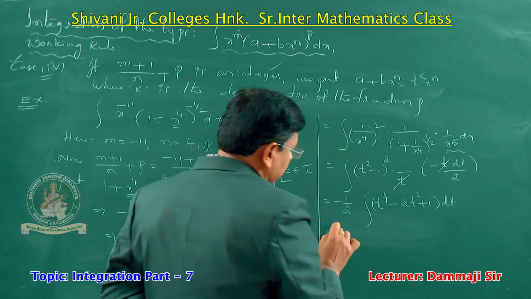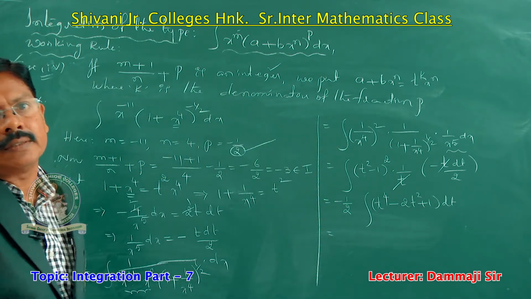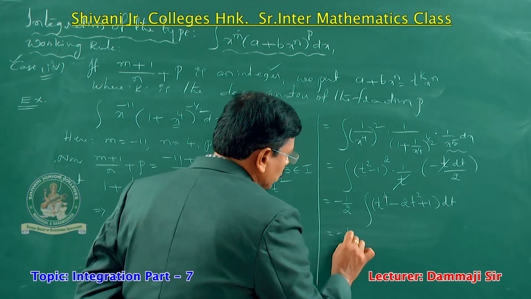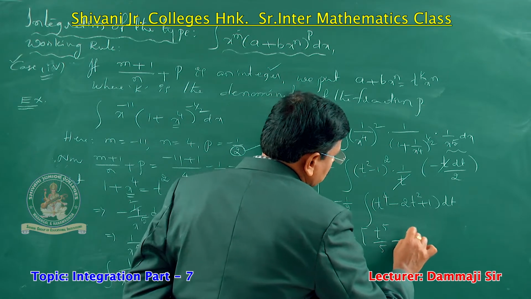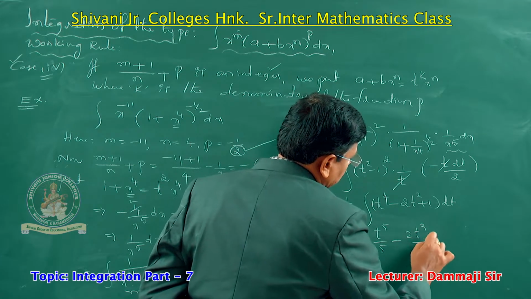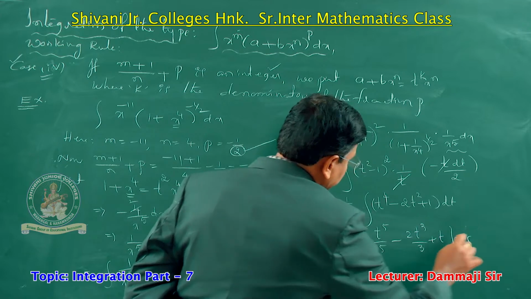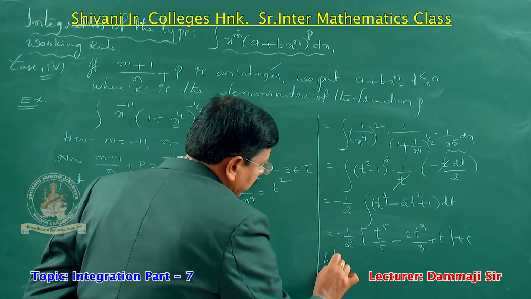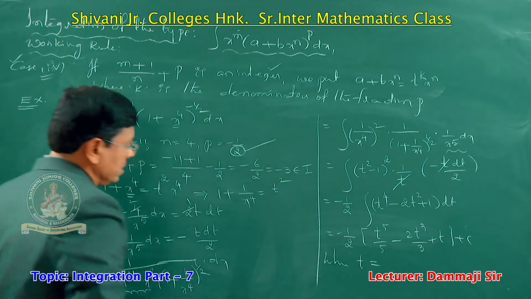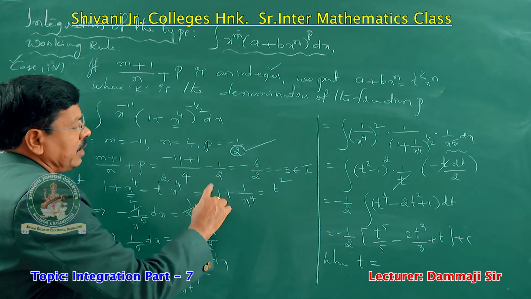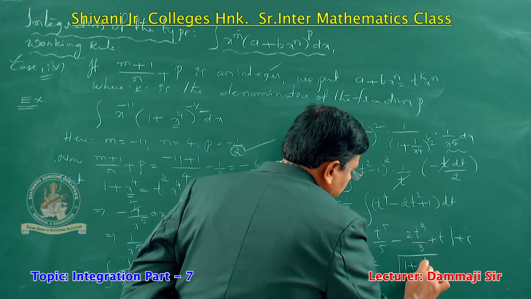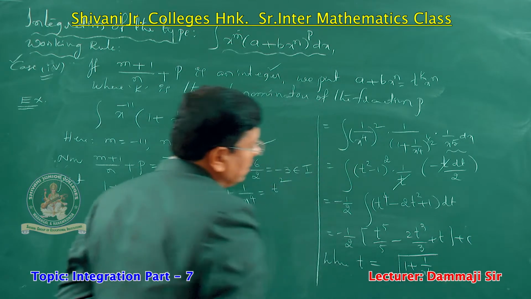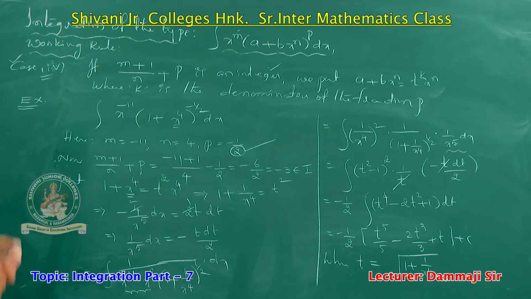You know this is one of the standard forms of integration. With the 1 by 2, the result is t power 5 by 5 minus 2t cube by 3 plus t, where t is equal to the square root of 1 plus 1 by x power 4. So this is one of the processes. You can review that again.